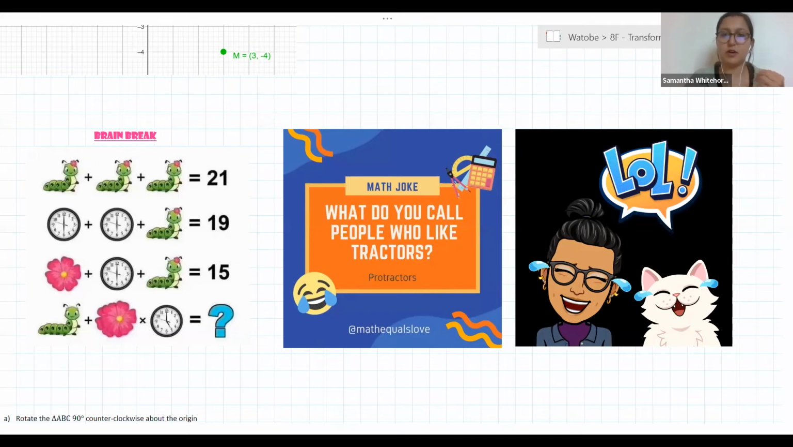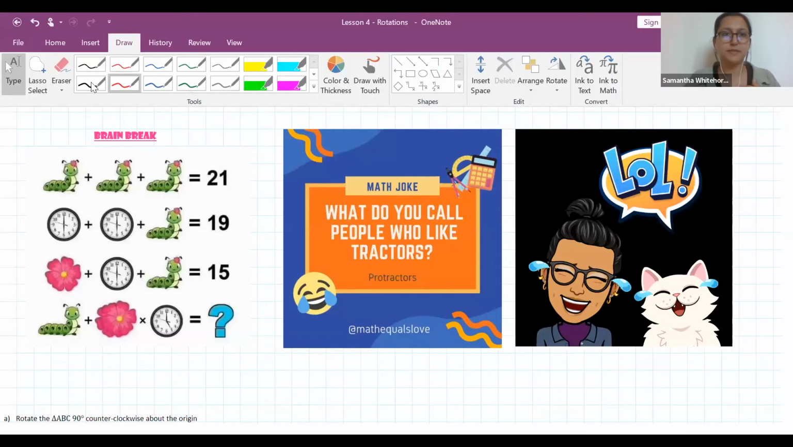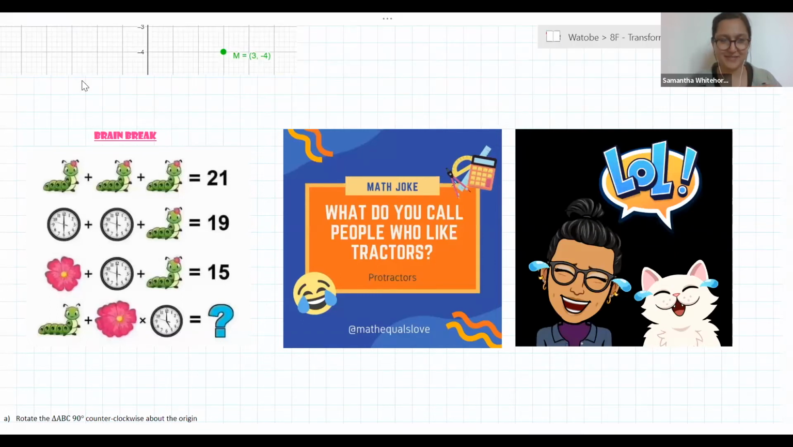Sorry, I had to have a little cough there. Okay, I can already see some hands, which is awesome. Lorraine, do you want to tell us anything to start off with? For number 1, I said 21 divided by 3 is 7. Okay, so all of these little caterpillars with the flower on their head is 7. Lorraine, do you agree?